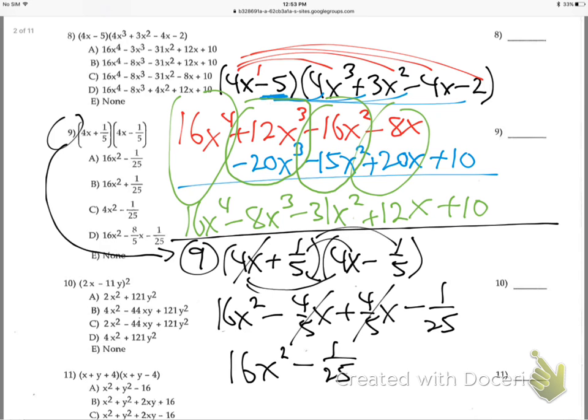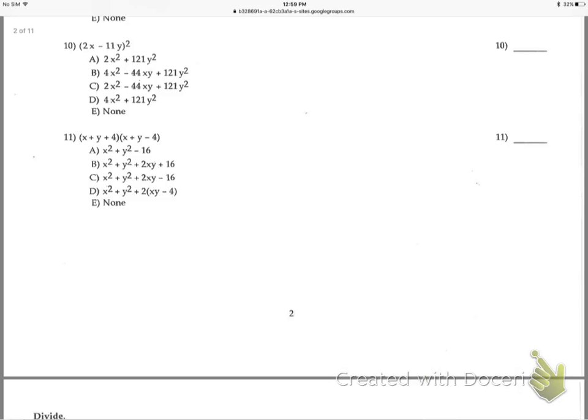Okay, I'm going to flash off that screen. Work on 10 and 11. All right, so number 10. 2x minus 11y squared. Now, what are you supposed to do when the 2 power is like that? Can I just say powers, what have we been saying? Powers outside parentheses multiply powers inside parentheses, right? Not here. Have I mentioned the one exception?